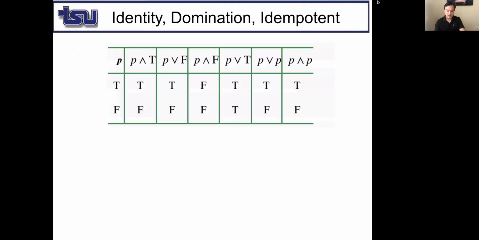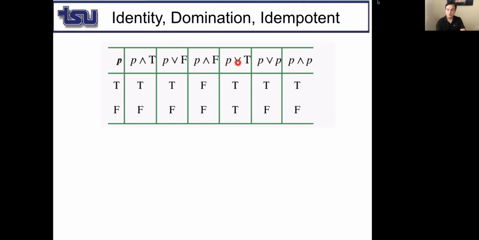I have another slide right there. If you look here, P is true or false. P and true, true and true is true. Okay, false and true is false. Similarly, true or false is true. False or false is false. P and false, true and false is false. False and false is false.